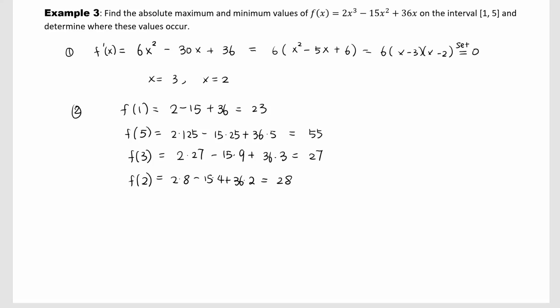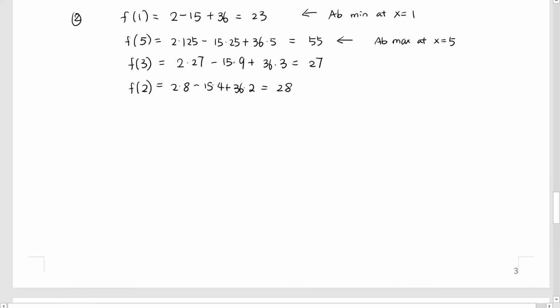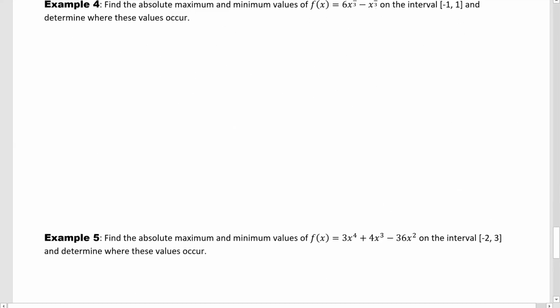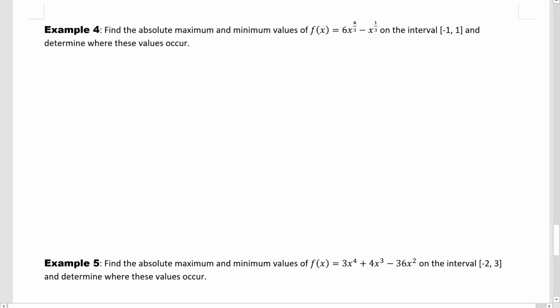Which one is the biggest? This one. So we have the absolute maximum at x equals 5, and the absolute maximum value is 55. Which one is the smallest? This one. So we have the absolute minimum at x equals 1, and the absolute minimum value is 23. All right, let's continue to the next problem. You can try to work on this problem first, and then let's continue.